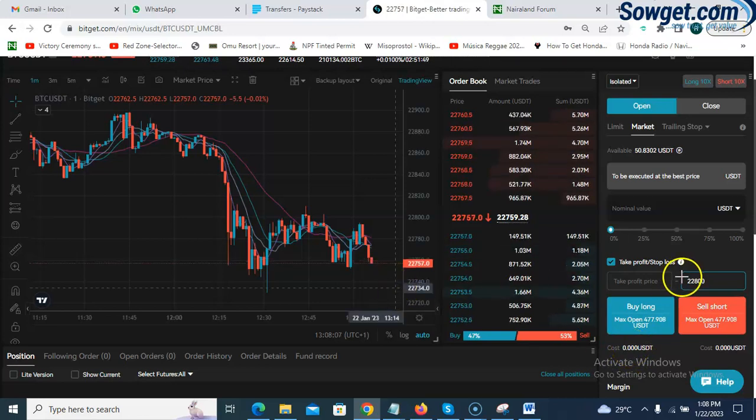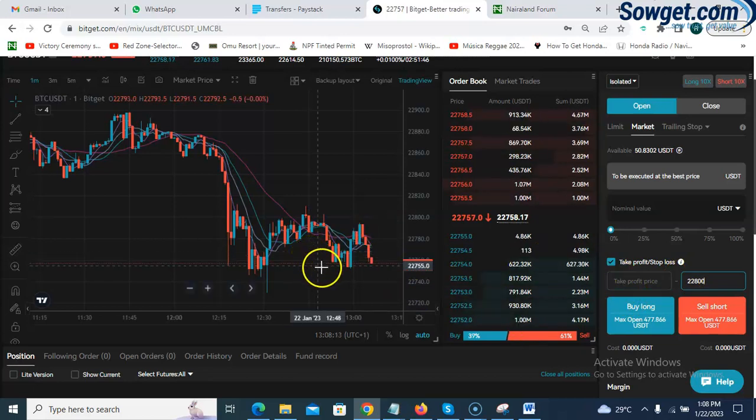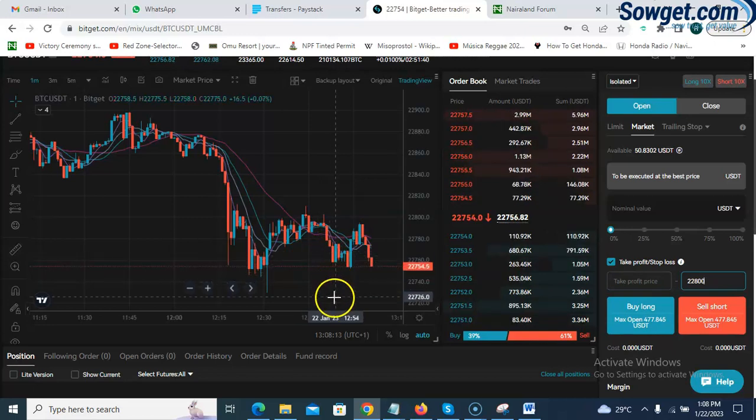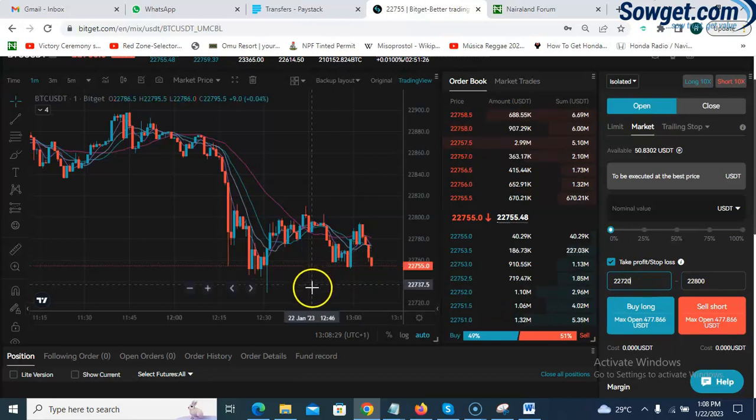Now the same for take profit. You can set your take profit as well. Let's say you enter the trade here and you believe that the market will still go down very well and it's going to fall, let's say, to like 22,700, or let's say 22,720, then you can just enter your take profit here. You just say 22,720. All right, so that is just how you set your stop loss and your take profit.